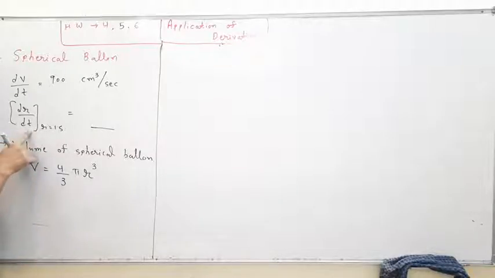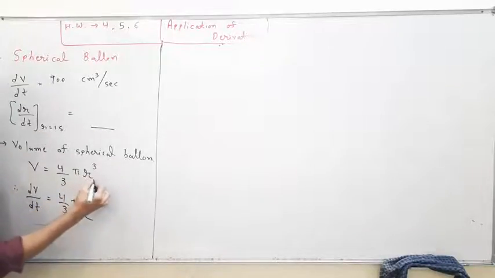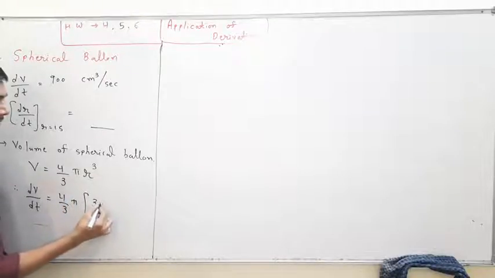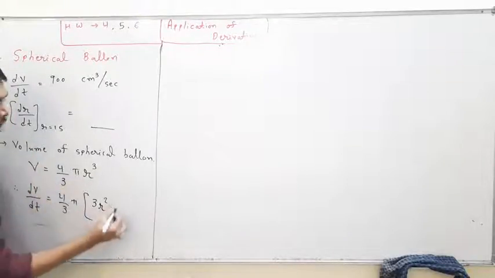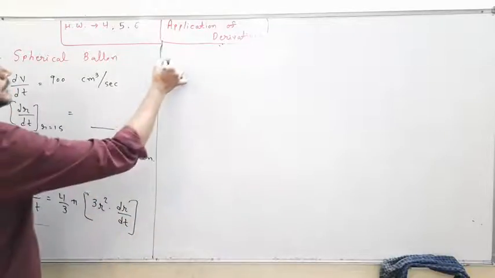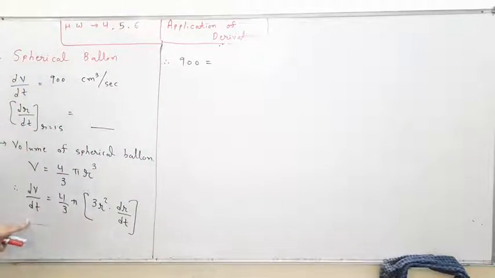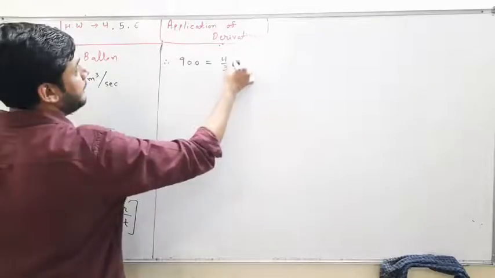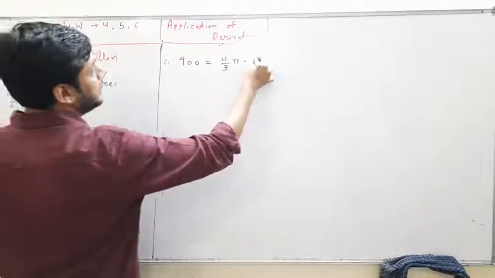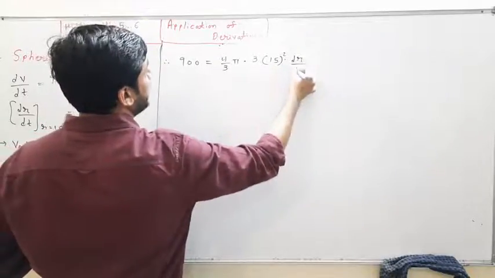Now here we have to differentiate with respect to time, rate of change. So dV by dt equals 4 by 3 pi constant, differentiation of r cube with respect to t. First, differentiation of r cube is 3r square. By chain rule, differentiation of r with respect to time is dr by dt. So dV by dt is 900. Unit is the same, r is also in centimeter. So 900 equals 4 by 3 pi into 3 r square, which is 15 square, into dr by dt.